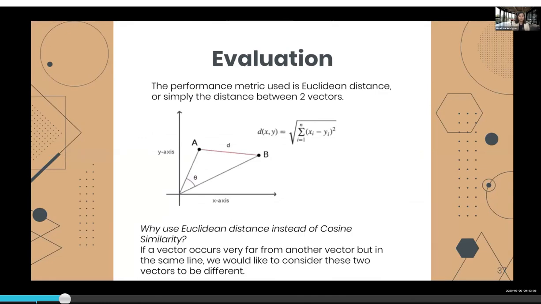So for this model, I used the Euclidean distance to measure similarities between vectors. The smaller the distance value, the more similar the two vectors are. So why did I choose Euclidean distance instead of cosine similarity? The reason is if there are two vectors that are far away from each other but are actually on the same line, cosine similarity might consider them to be the same vector, but I want them to be considered different vectors.